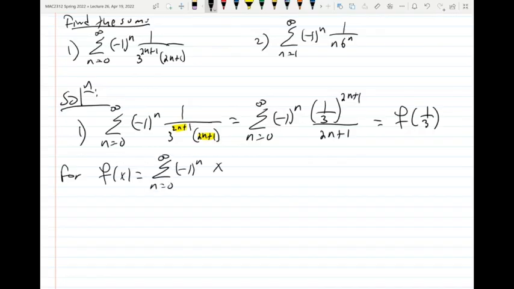Right? If I set my f of x to be this function, you plug in 1 over 3, and then you get exactly the series that we have. Yes? Now, our job is to figure out what this function is.